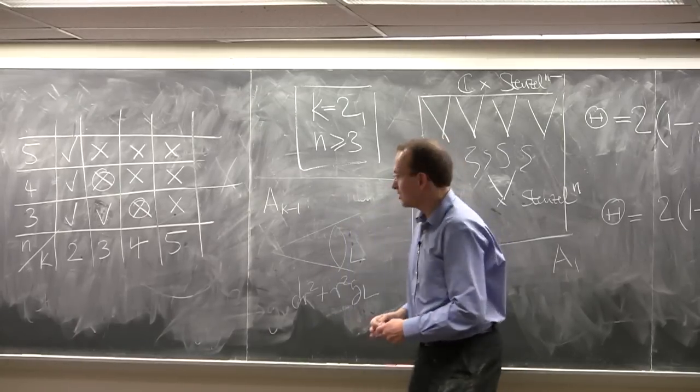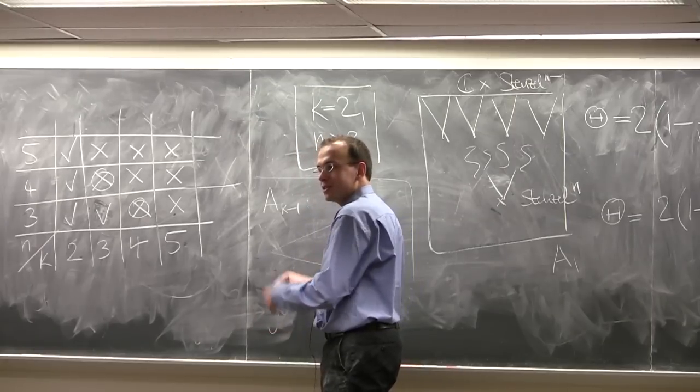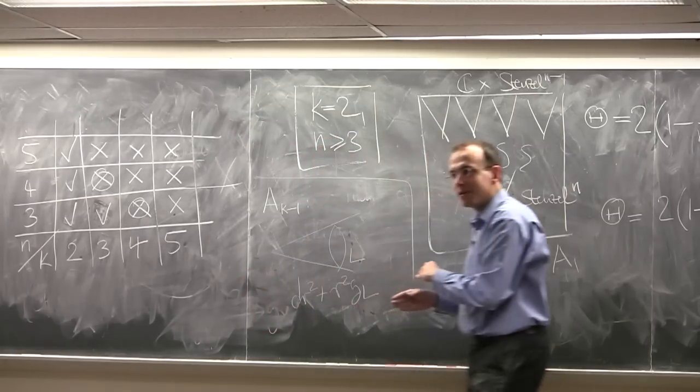What it is instead is a more complicated thing where the cross section isn't smooth but actually singular. We have the cone. Yeah, okay.